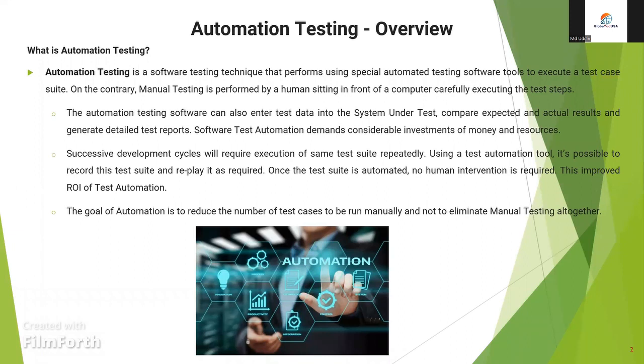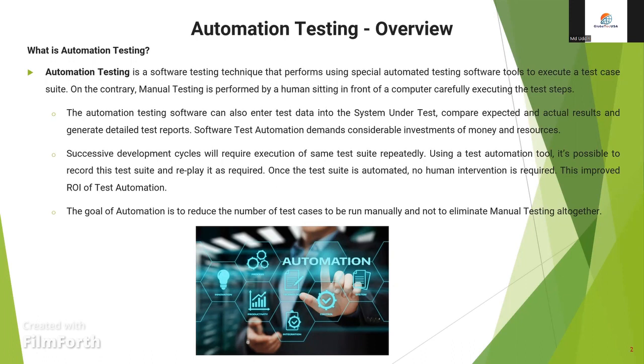Okay, so automation testing overview. What is automation testing? It's a software testing technique that is performed using special automated testing software tools to execute a test case or test suite. On the contrary, manual testing is performed by a human sitting in front of the computer, carefully executing the test steps. But here, whatever test steps you are executing manually, sitting in front of the computer, will be done automatically through the machine using the automation testing tool.